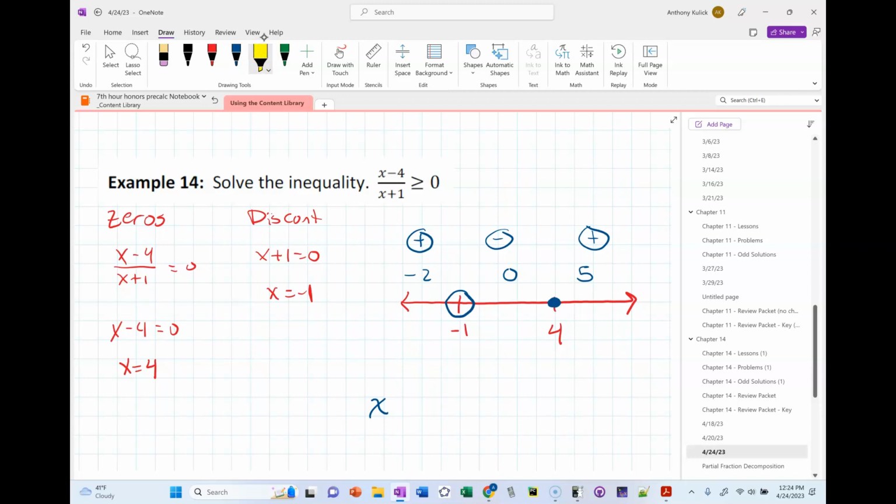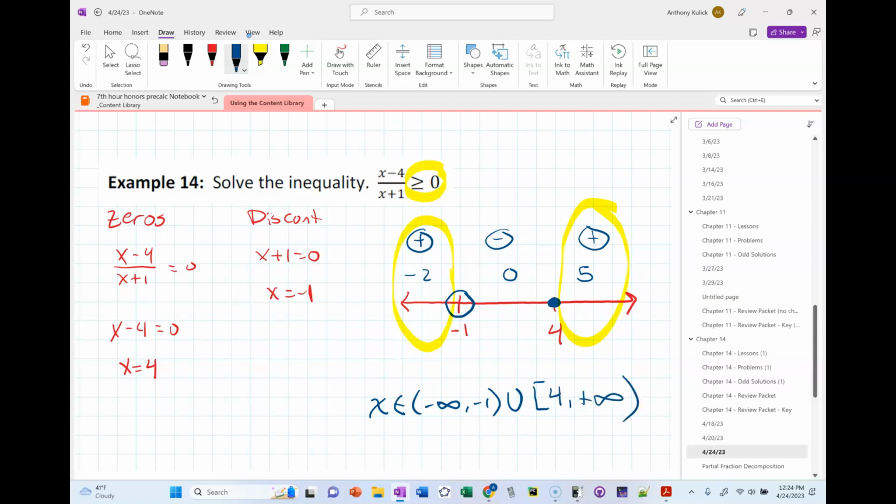And which parts of my sign diagram do I want? Do I want the negatives or the positives? Because we're greater than 0, we want the positive parts. So we'll go from -infinity to -1, and that's going to get a parenthesis. And then we'll go 4 to positive infinity, but the 4 gets a bracket. So far, so good? Getting the idea? It's not too bad, right?